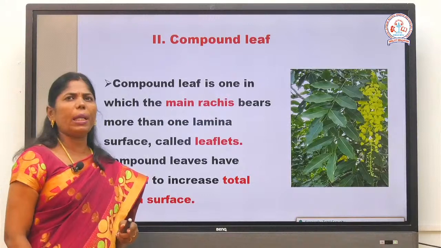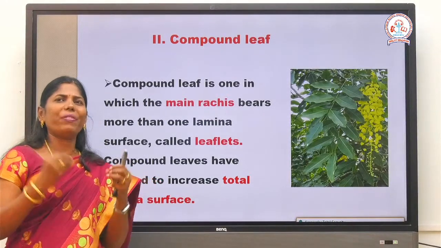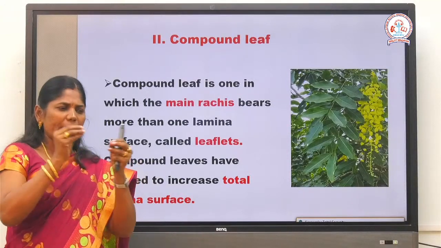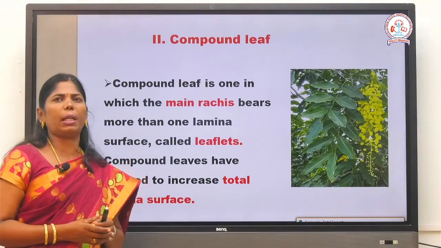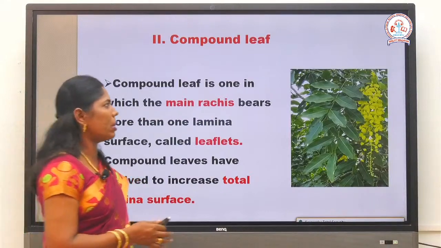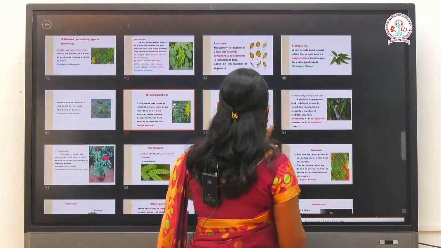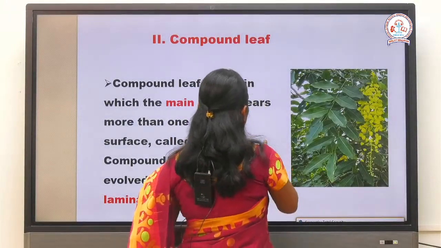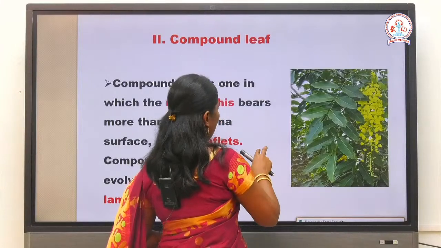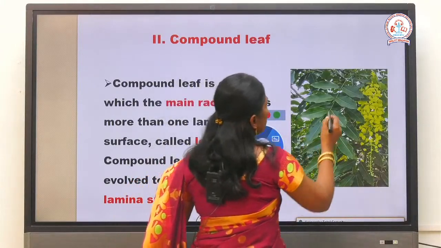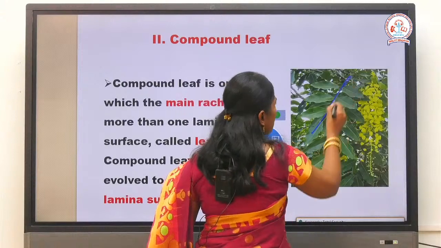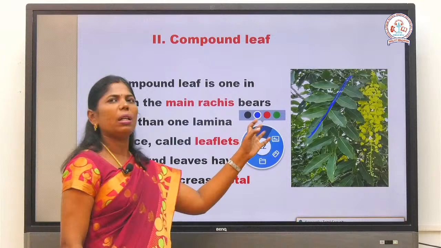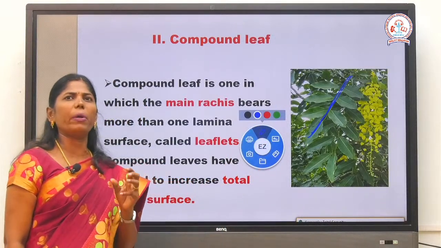Next one is a compound leaf. A compound leaf is one where a number of leaflets are arranged on the main rachis. So the main rachis bears small leaflets, that is a compound leaf. Okay, so what is the main rachis? This is considered the main rachis. From the main rachis small leaflets arise. So that is known as a compound leaf.